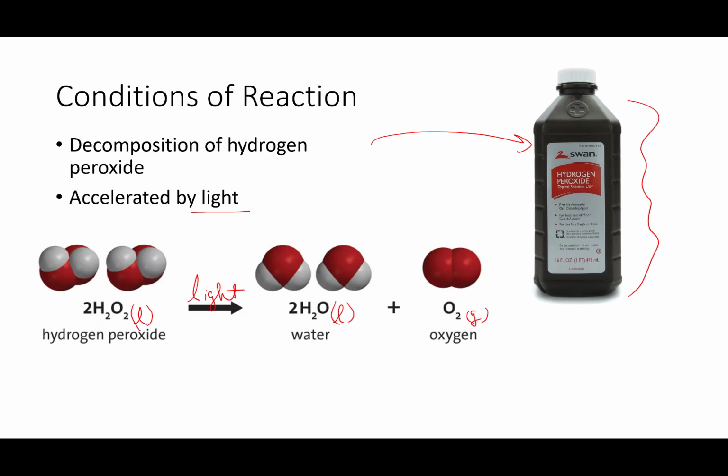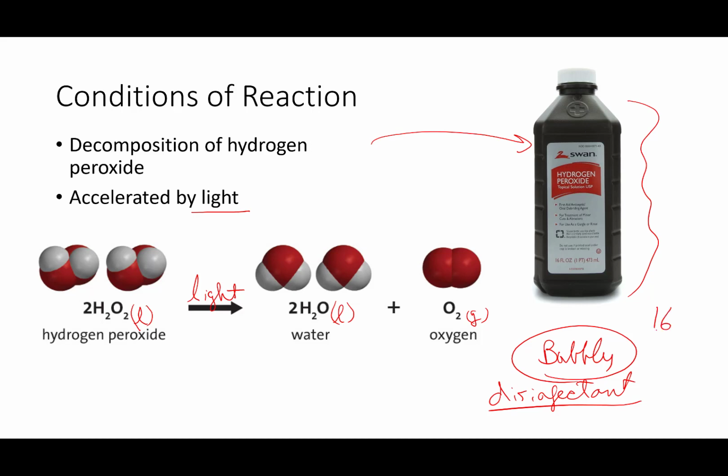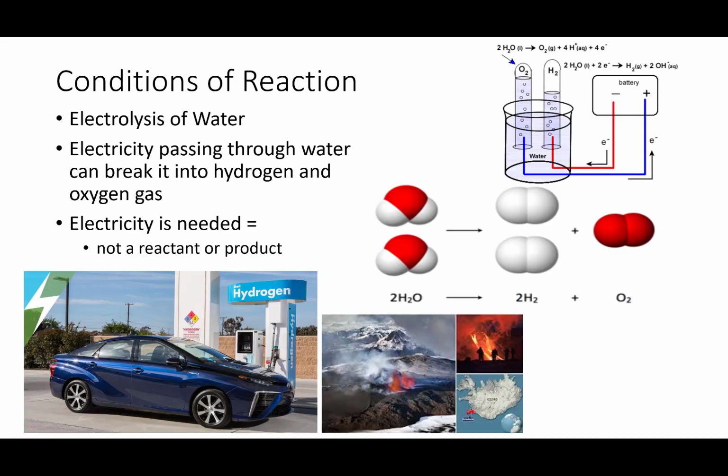If you use hydrogen peroxide as a disinfectant, the oxygen is what creates the bubbles, and the oxygen bubbles are what actually does the disinfecting, because oxygen is a wonderful disinfectant. It is a group 16 element, and those non-metal group 16s are pretty good disinfectants.